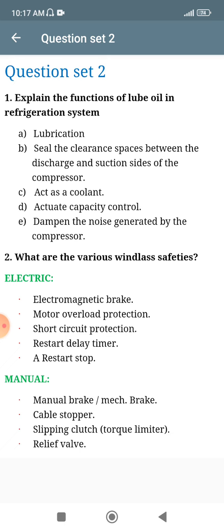Today we will be discussing motor MAP oral questions and all. Here is question set number 2.